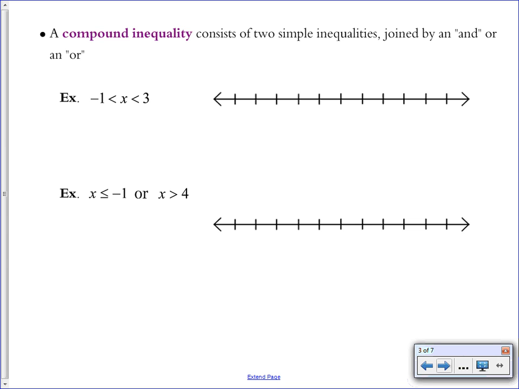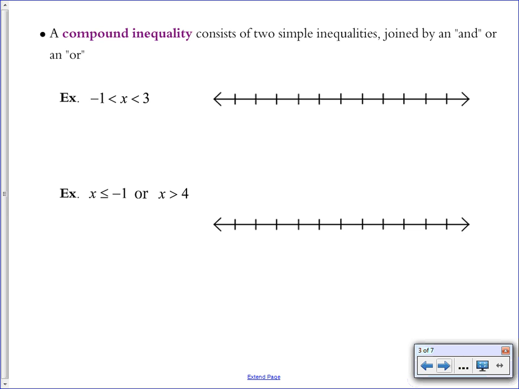A compound inequality consists of two simple inequalities joined by either an and or an or. So you can see in the first example versus the second example, the second example actually has the word or in between, and that's because x can either be less than or equal to -1 or greater than 4, but there's no possible way for a single x value to be both less than or equal to -1 and greater than 4. So the second example is an or.